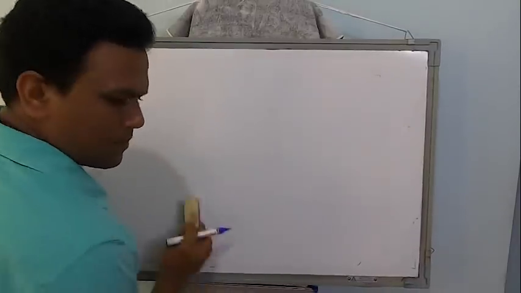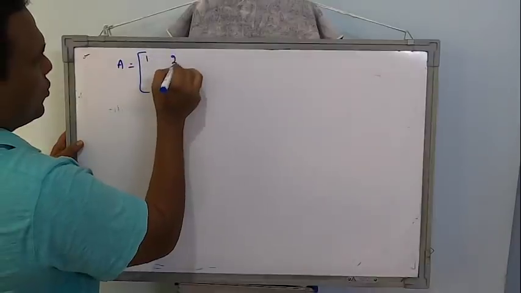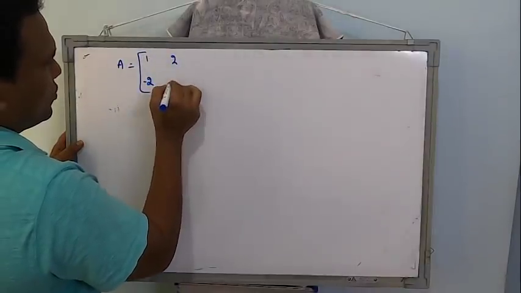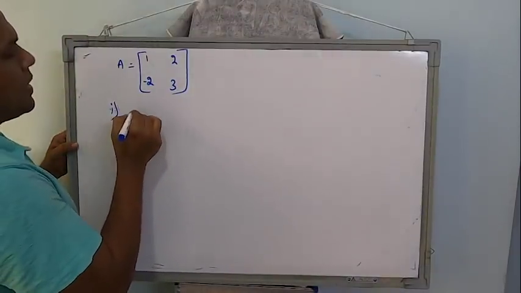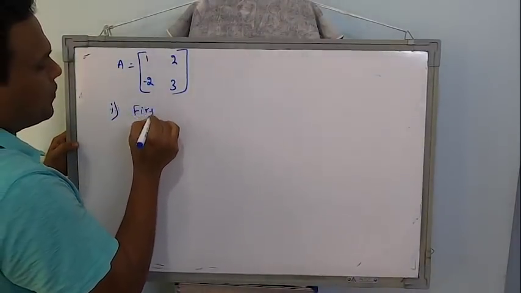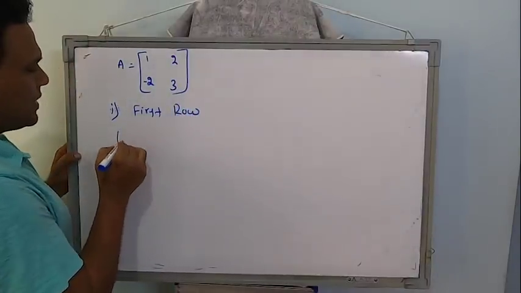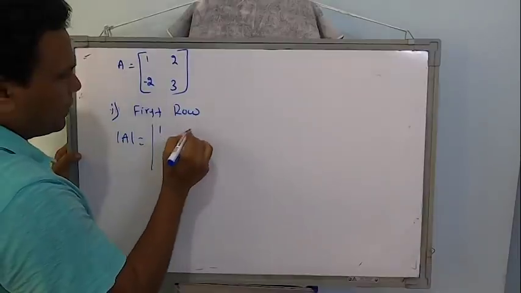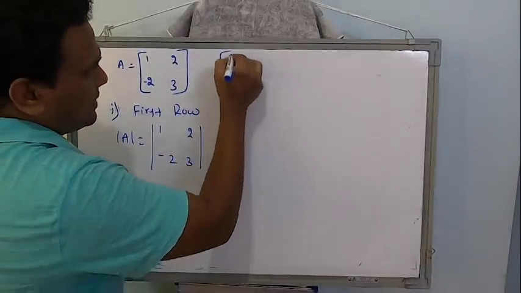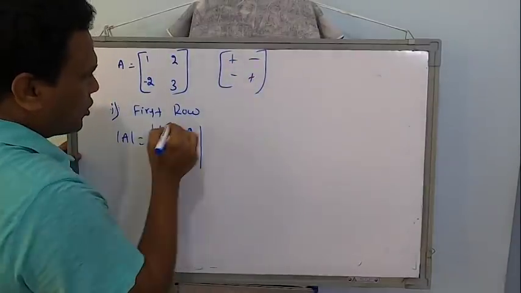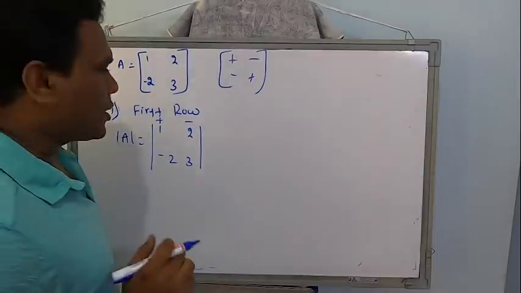So let me take an example. Let's consider a square matrix A: 1, 2, minus 2, 3. It's a square matrix. In the first case, I will expand it from the first row. So the determinant will be equal to the determinant 1, 2, minus 2, 3. You take the help of the sign matrix. On the top of the first row, you write down the sign. The sign for the first row is plus and minus, correct?